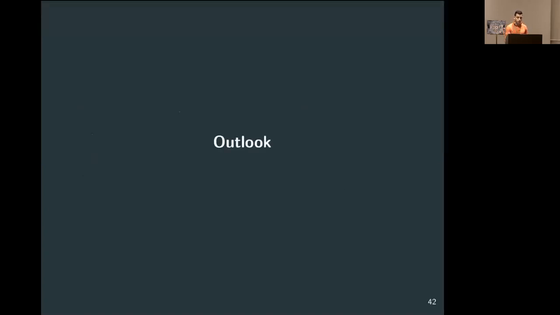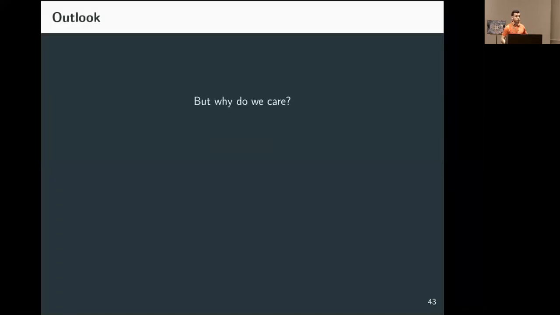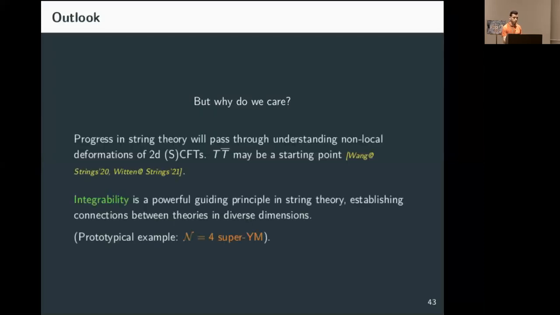So now let me conclude by mentioning some open problems and connecting the two aspects I have discussed. A first question is, why should we care about this type of theories? To answer, let me first give a small preamble by paraphrasing two people much more knowledgeable than me, that are Yifan Wang and Edward Witten.